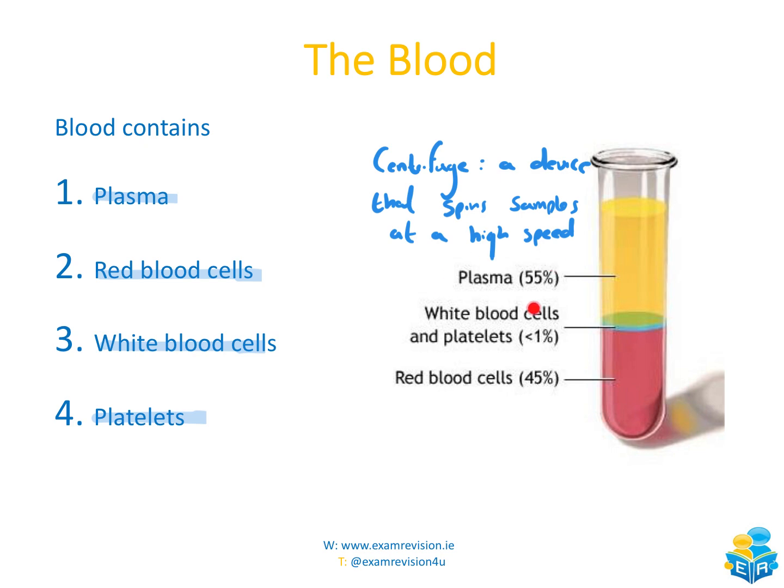Okay, so plasma is the majority of the blood. Most of it is the liquid form. Red blood cells are the second most abundant, and white blood cells and platelets are the least amount that we have within our blood.